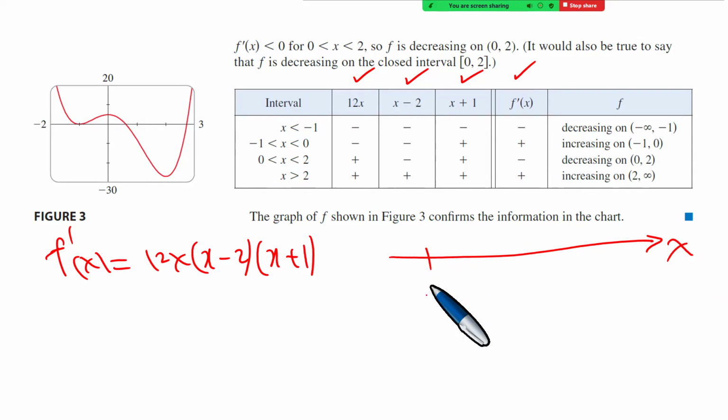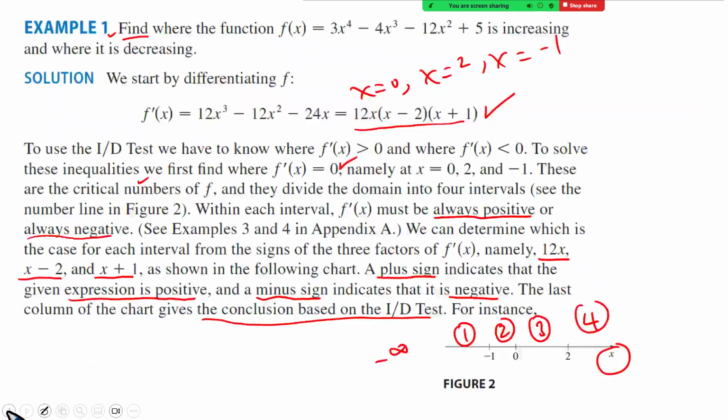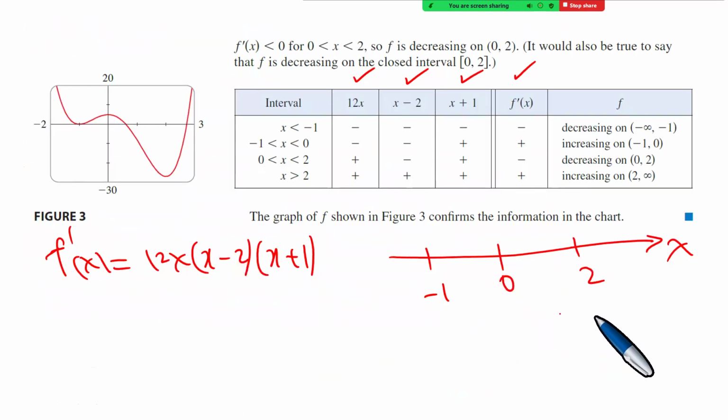We're able to see -1 comes from here, and x equals 2 comes from there. We start with the negative numbers, and then we have -1, then a 0, and then a 2. Take a look: -1, 0, 2. So we have them in order on the number line.